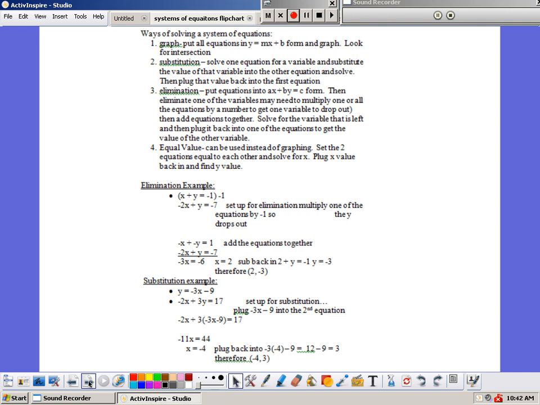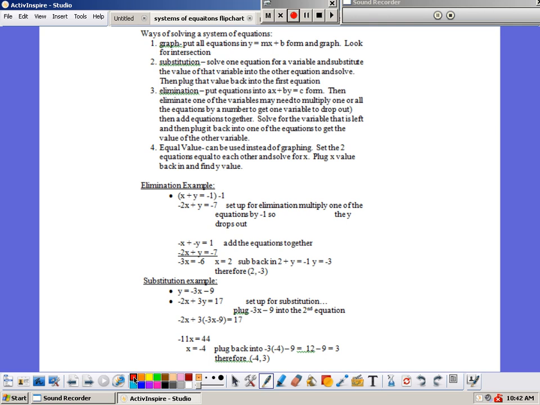Or we're going to do equal value. This can be used instead of graphing. It's when they're both equal to y, and then you set them equal to each other. Find out what x is and plug x back into the value. Equal value is very useful instead of graphing when you don't have graph paper or the lines do not cross at a corner. Okay, so we're going to start with elimination.